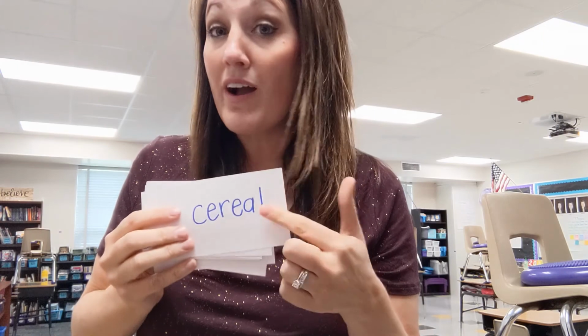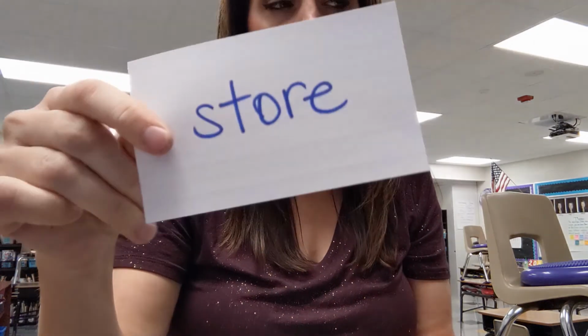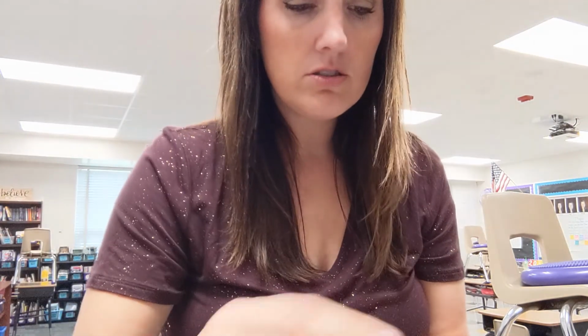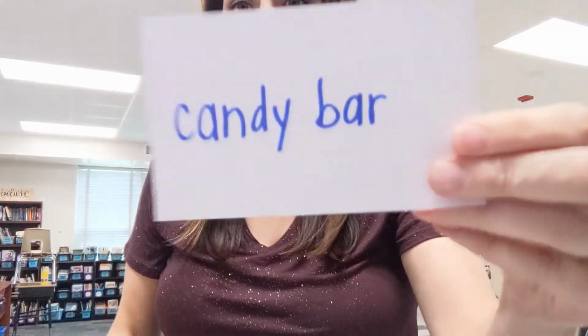Now, if you pair these together, I did do cereal. What kind of cereal did I have? Lucky Charms. Let's test your memory. What was the student's name? Billy. What store did I have in here? Walmart. What restaurant did I have in here? Arby's. It's a pirate joke in there somewhere. And what candy bar? Twix.